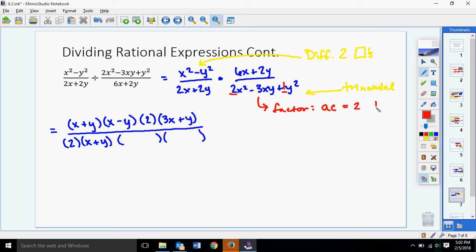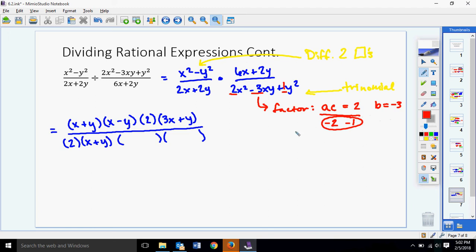You also need to look at your b. B is the number in the middle, so a -3. What we're looking to do is find factors of 2 that multiply to 2 and add up to -3. Those factors would be -2 and -1. They multiply to +2 and add up to -3.